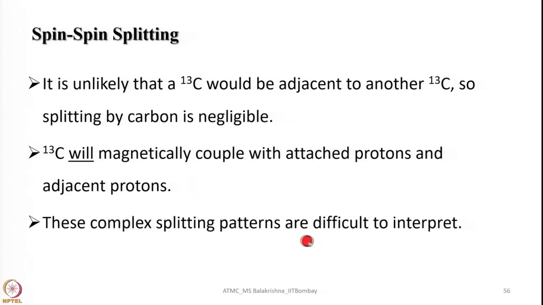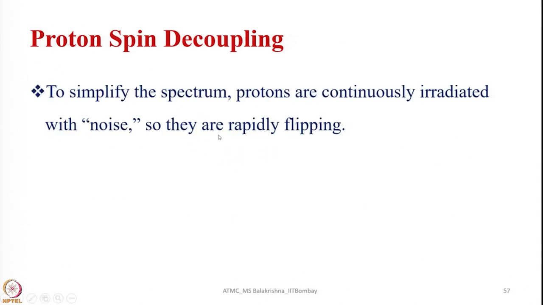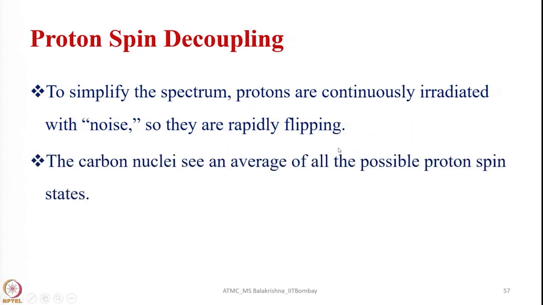These complex splitting patterns are difficult to interpret. Now, proton spin decoupling. What does decoupling mean? To simplify the spectrum, protons are continuously irradiated with noise, so they are rapidly flipping. That means when I am recording 13C, to make interpretation easy, all hydrogens present will be decoupled from the carbon atom, so that you will see signals only due to carbon. Since carbon-carbon coupling is not there, just by looking at the local symmetry you should be able to identify how many signals, and if you see that many signals in NMR, yes, you can say you got your compound.